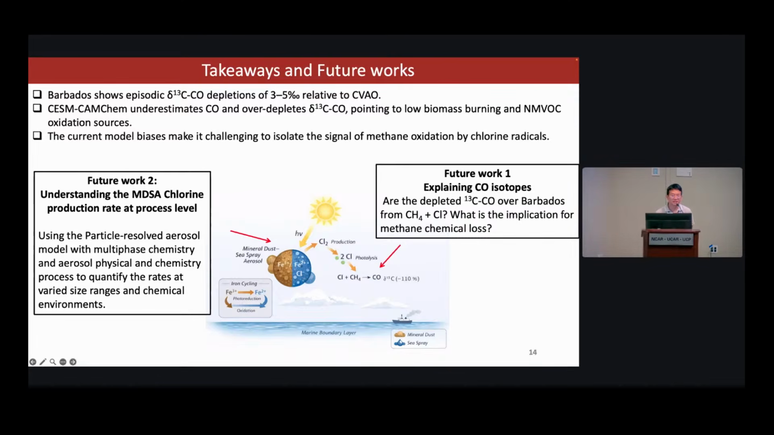And we summarize that the current model bias makes it challenging to isolate the signal of methane oxidation by chlorine radicals. So for the ongoing work, we are still trying to optimize the inverse model and build a model framework where we can quantify the methane contribution from chlorine radicals. And we are also working to understand this process at the process level, where we are going to couple a particle-resolved model with MOSAIC and aqueous chemistry to better understand these reaction rates and compare with some lab results. So with that, I'm happy to answer any questions.